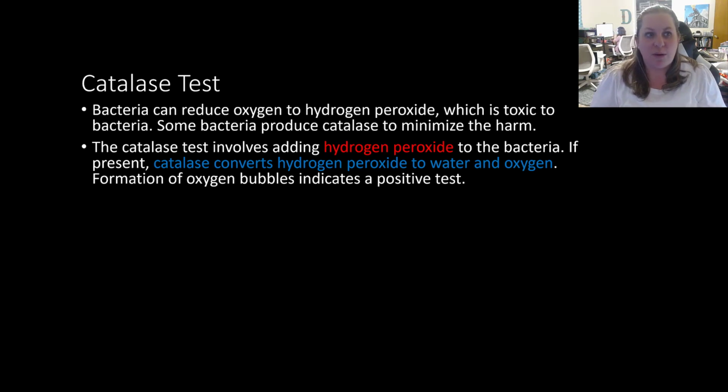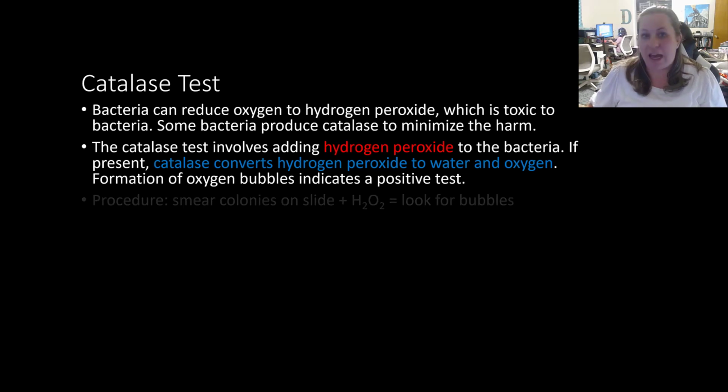So what we're going to do is add hydrogen peroxide to the bacteria. If catalase is present, it will convert the hydrogen peroxide to water and oxygen. You'll be able to see this by seeing that oxygen is produced through bubbles. Bubbles are going to be a positive test.